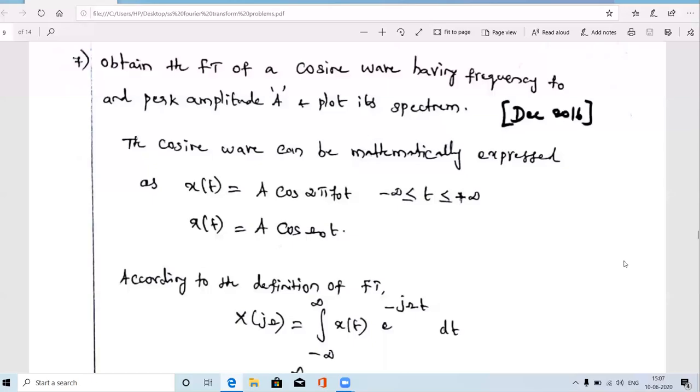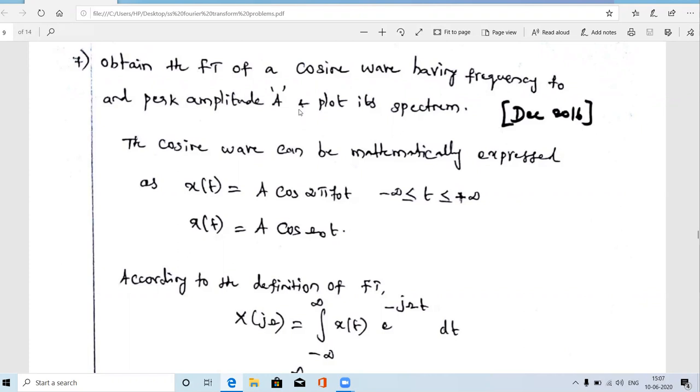Welcome to my channel. In this video, we are going to solve the Fourier transform problem for the cosine signal. The two types of cosine signal we are going to see. The first question is: obtain the Fourier transform of a cosine wave having frequency f naught and peak amplitude A, and plot its spectrum. It is a December 2016 question.